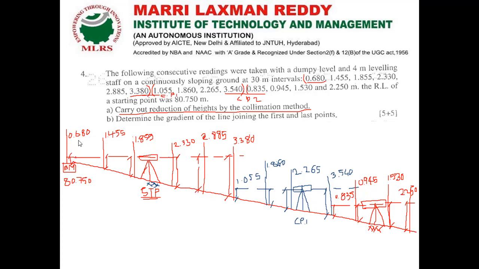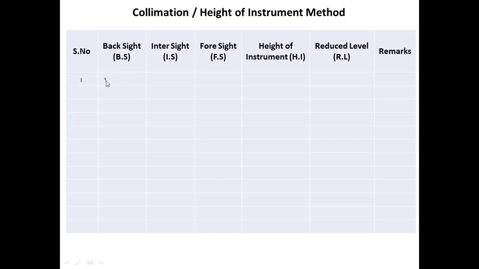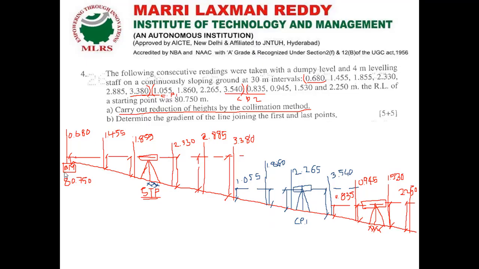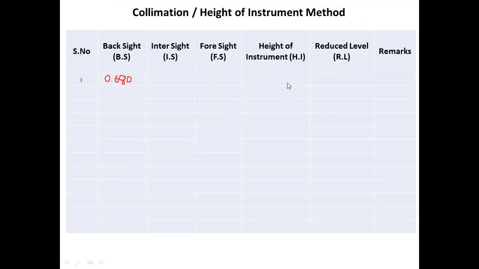So 0.680, that is the very first reading, so we take that reading in the backsight. Corresponding to that, this is called the benchmark, and the reading of the benchmark is 80.750, so we have to note that down. 80.750 is the RL of the first point, and in the remark we have to write that this is the benchmark reading. In short form, BM.